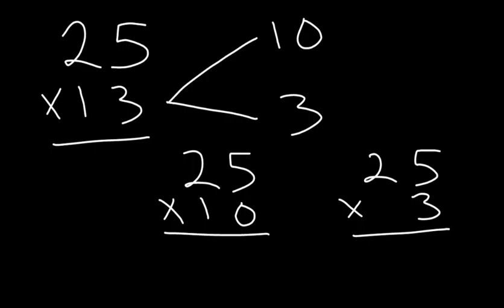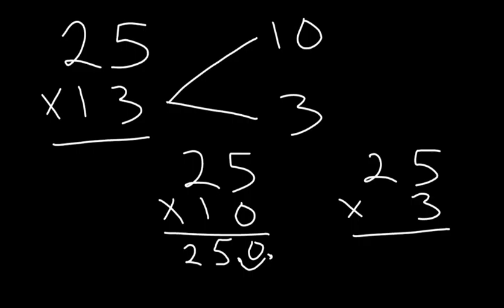25 times 10, I'm going to use my zero rule. And I know I'm going to move my decimal point at the end. This is going to be 25 times 1, which should be 25. And I have 1 zero, so I'm going to move that decimal 1, so I end up with 250.